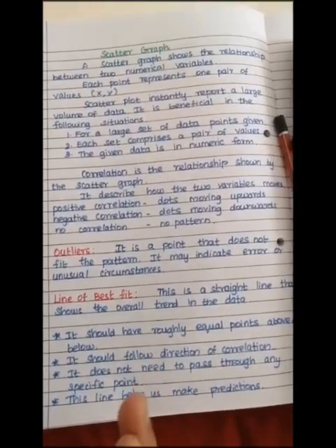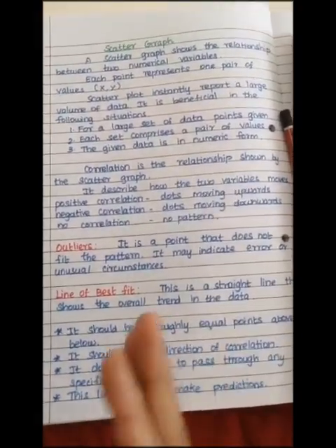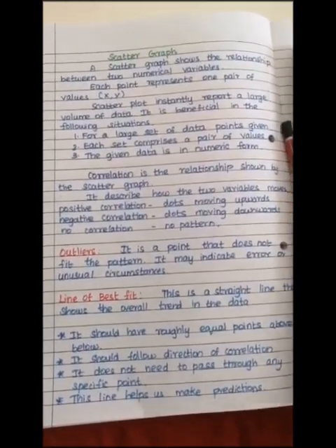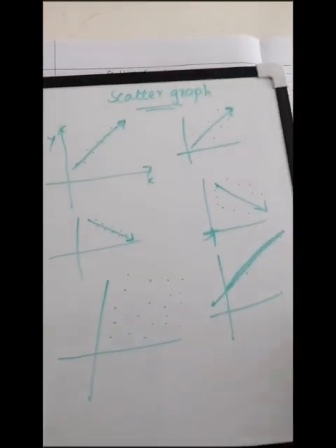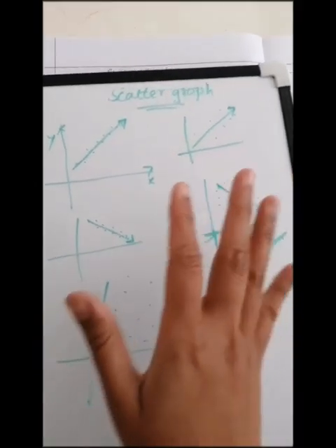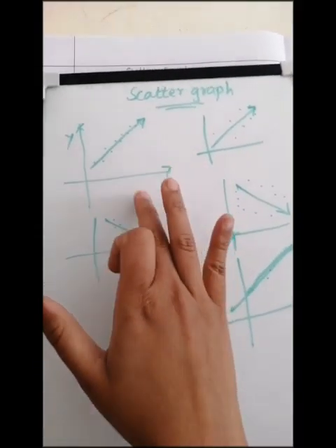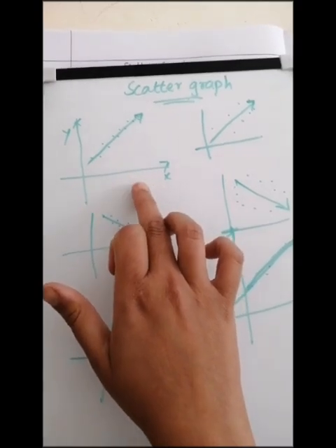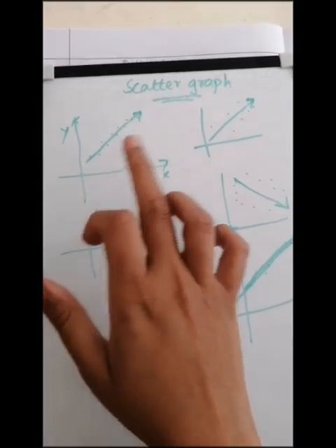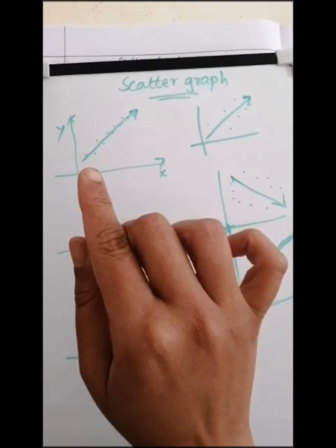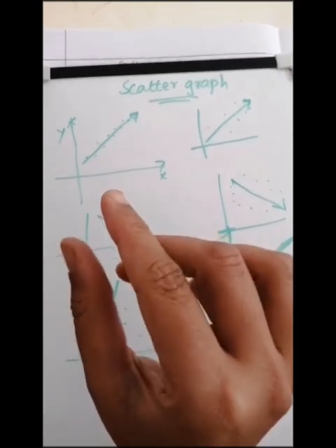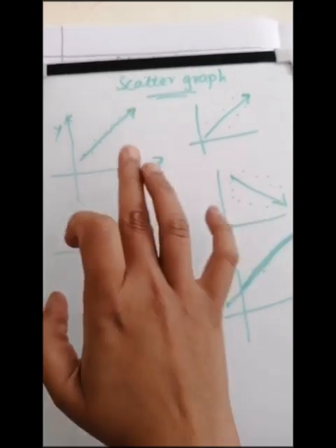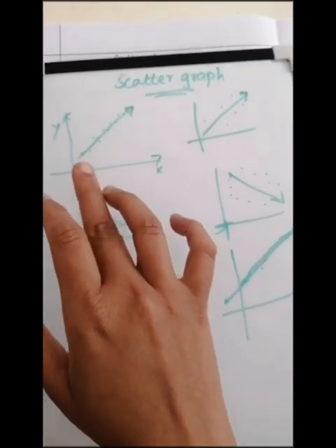Similar to the strong positive correlation, here are some of the diagrams. This is called a strong positive correlation because the graph moves upward and some of the dots are very near to the line but not touching. This is called a strong positive correlation.